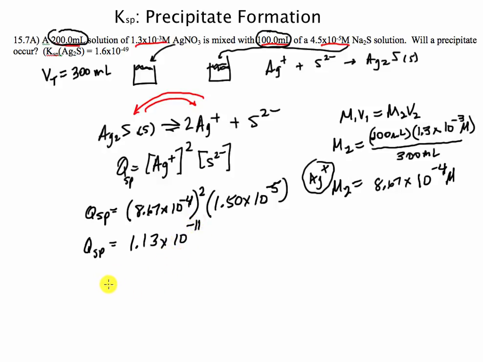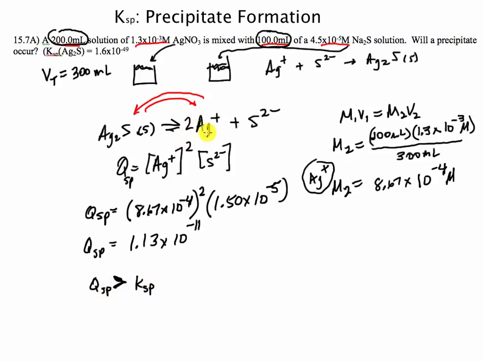So what I want to do is compare Qsp to Ksp. The Ksp in this problem is to the minus 49th power. So clearly my Qsp is very, very, very high compared to that low number for the Ksp. Since Qsp is greater than Ksp, what does that say?